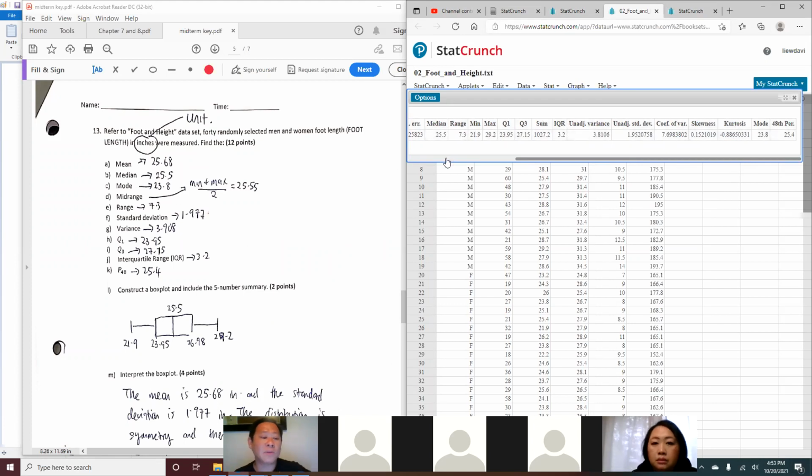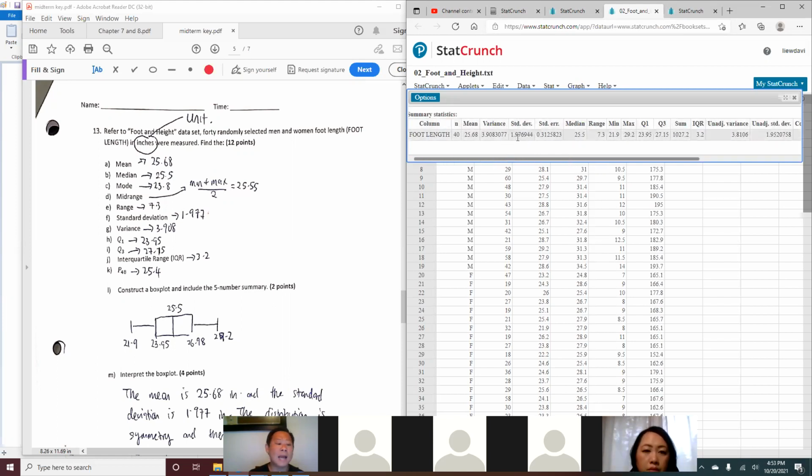Mid-range is the one that a lot of students make a mistake on. It is min plus max over 2. A lot of people subtract them and divide by 2. That is not your mid-range. So you have to take the minimum and maximum, which is 21.9 and 29.2, add them up and divide it by 2. Your range is 7.3. Your standard deviation is on the other side, 1.98. Your variance is 3.908.